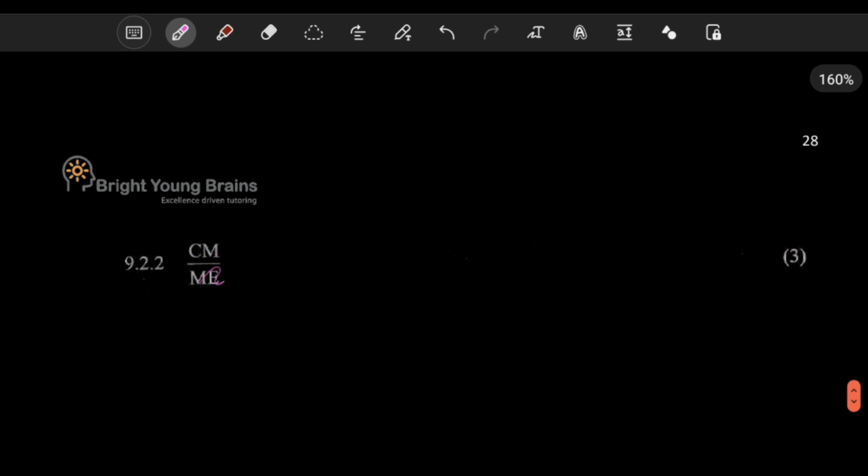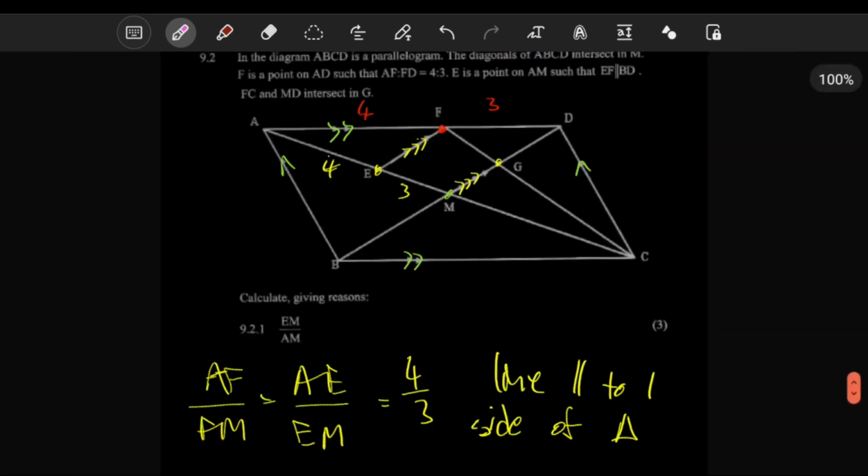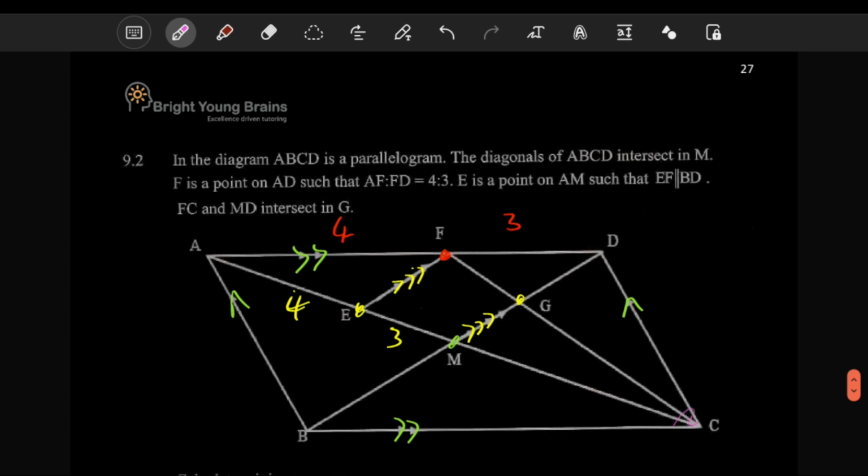3 marks. It says CM and ME. We need to get the ratio between CM and ME. Where's CM? This one is not going to be so bad, but we don't have anything for this, we don't have anything for that. So what you do is use information from other sketches, other triangles that have information. Use those to help you get information in this sketch, because this is what we could use for what they want us to work out.